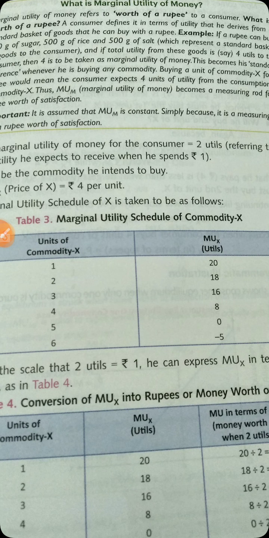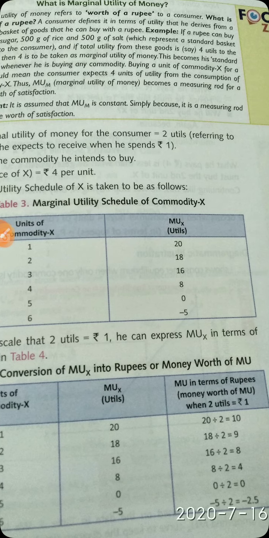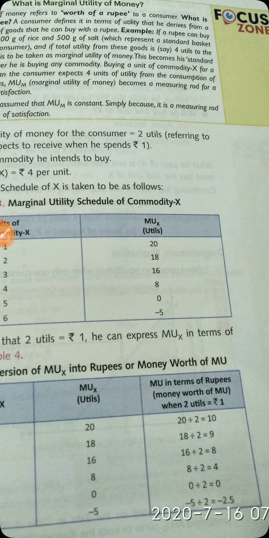So using the scale that 2 utils is equal to 1 rupee, marginal utility is expressed in terms of rupees. Table 3 shows the utility in terms of utils only. When we are converting it into rupees, assuming that 2 utils is equal to 1 rupee, in the second table, table 4, we divide each marginal utility in utils by 2, and we are able to get the marginal utility in terms of money. That is the marginal utility of money. Clear?